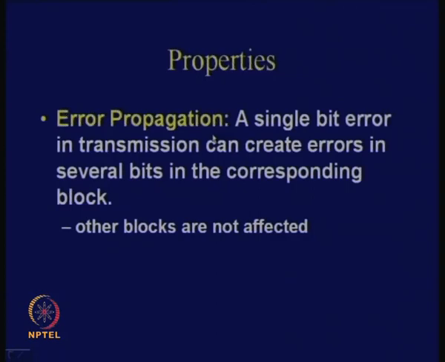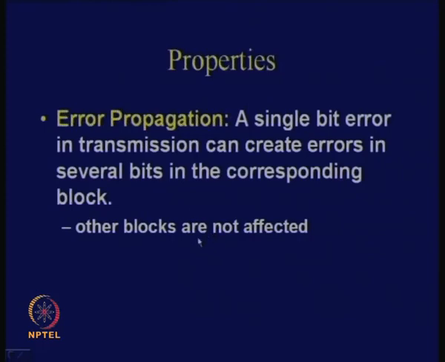Now the idea is that if there is, say, a single bit error in the ciphertext, then what is the impact at the receiver end? How many plain texts are wrongly deciphered? In this particular case, when there is a single bit error in transmission, it can create errors in several bits in the corresponding plain text block, but the point to be noted is that only that block gets affected, right? The other blocks are independent, so they have got no effect whatsoever.